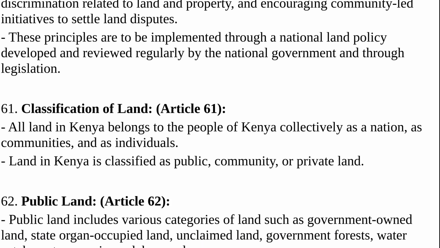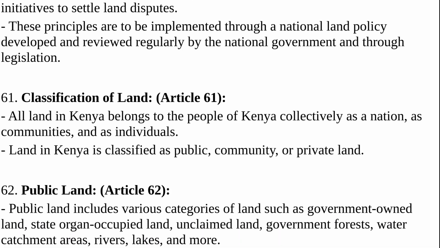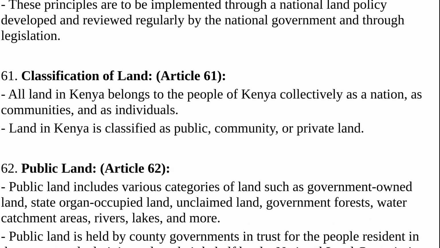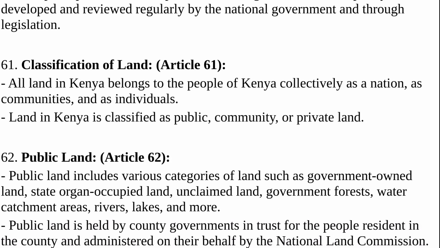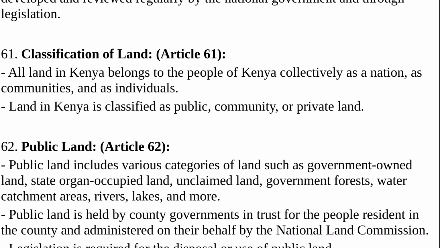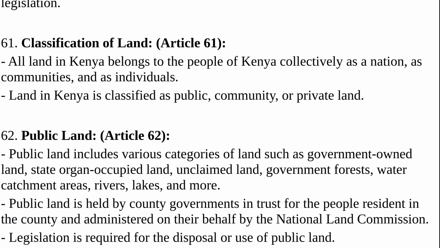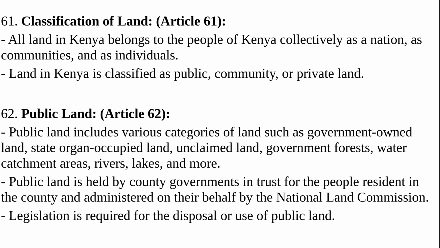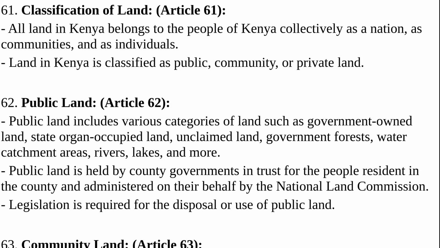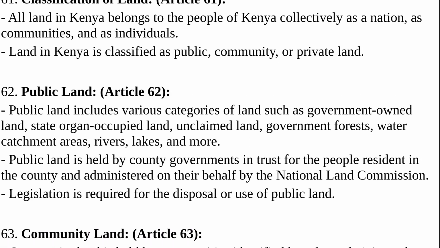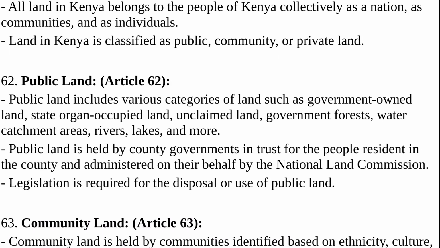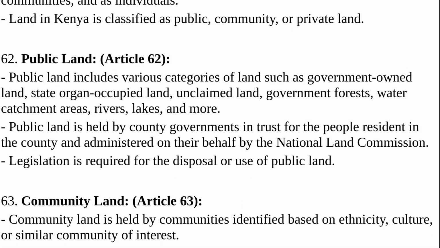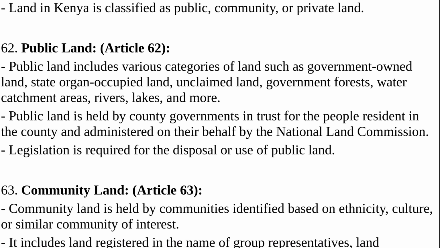62. Public land. Article 62. Public land includes various categories of land such as government-owned land, state organ-occupied land, unclaimed land, government forests, water catchment areas, rivers, lakes, and more. Public land is held by county governments in trust for the people resident in the county and administered on their behalf by the National Land Commission. Legislation is required for the disposal or use of public land.